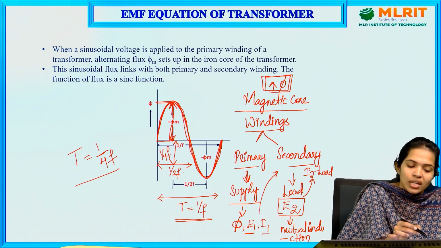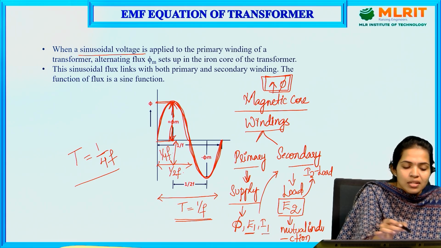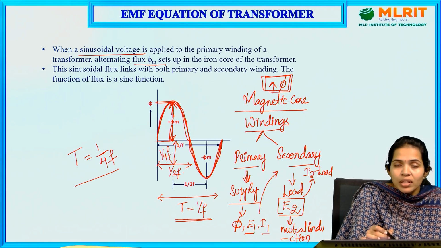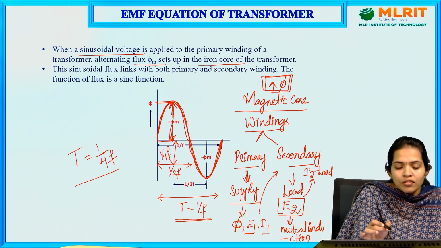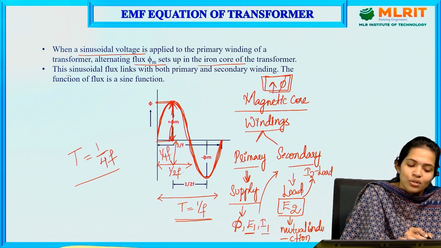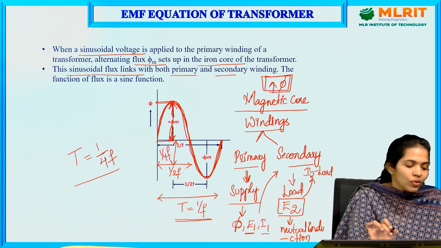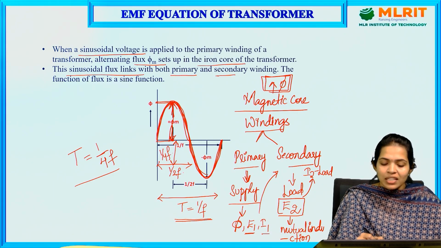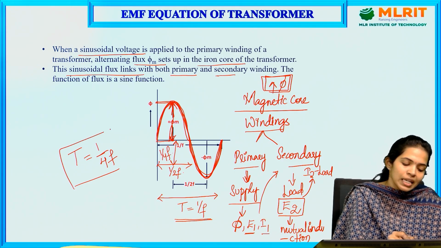When a sinusoidal voltage is applied to the primary winding of the transformer, a flux is set up in the transformer. The maximum flux is set up in the iron core of the transformer. As the core is the common path for the flow of flux between the primary and secondary windings, this sinusoidal flux links both primary and secondary windings. We have seen the sinusoidal function of the alternating flux, and the time taken for the flux to attain its peak value is T equals 1 by 4f.